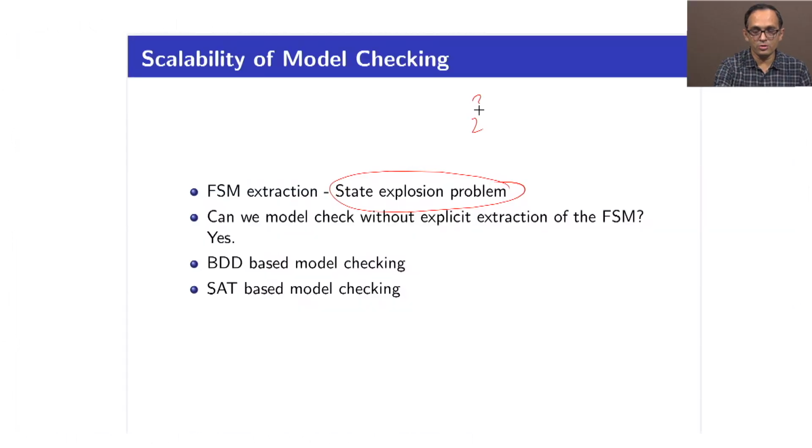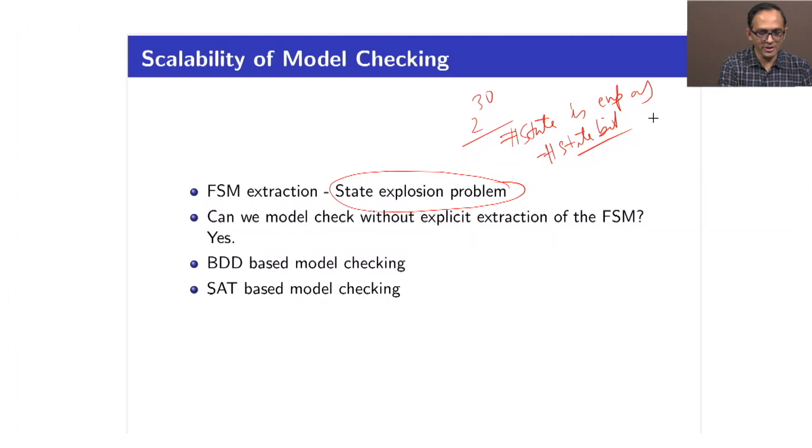What happens? You have to extract the FSM from the state machine, and in my example there are 2 bits, so the number of possible states is 2 to the power 2, which is 4. But now think about a design that has 30 state bits. The number of possible states is 2 to the power 30, which is exponential. So the number of states is exponential in the number of state bits, and that is problematic. You always get an exponential size FSM.